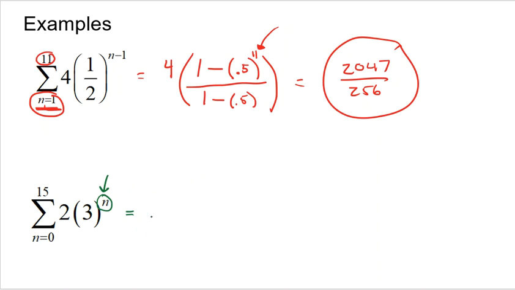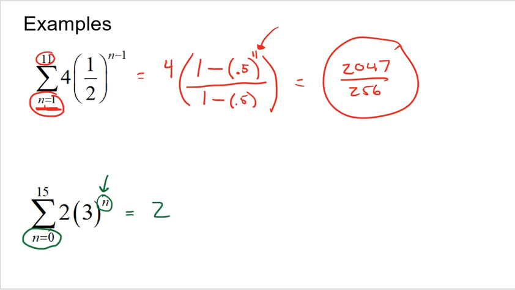So I could use this new fancy formula I found. All right, so here we go. First is the first term I care about. Well, be careful, because in this problem, the first term I care about is actually the 0th term. So to get the first term I care about, I'm going to plug in 0. 3 raised to the 0 is 1. Times 2 is 2. So there's the first term I care about.